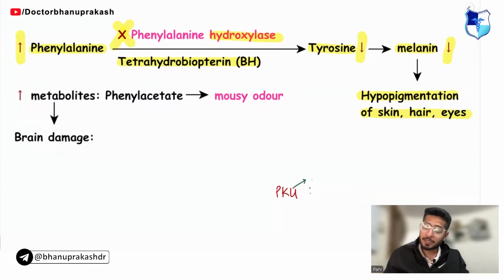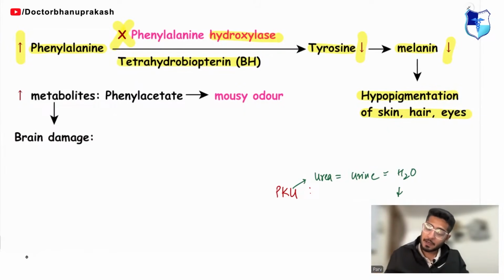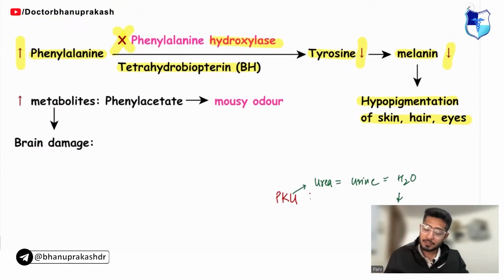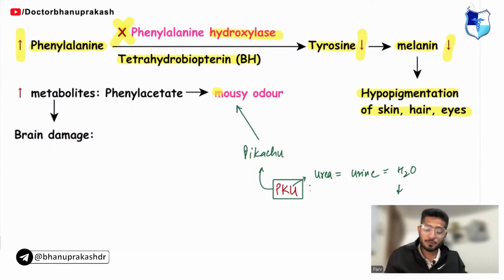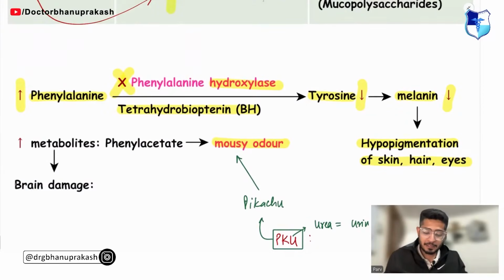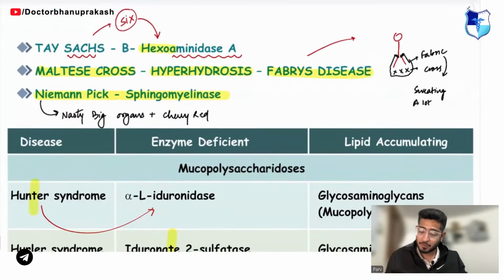How to remember hydroxylase? From phenylketonuria, think urea, then urine. Urine is nothing but water, and water is hydro, so remember hydroxylase. One more thing to understand is PKU. PKU is just like Pikachu, and Pikachu is a small yellow colored mouse. This can even cause brain damage also.